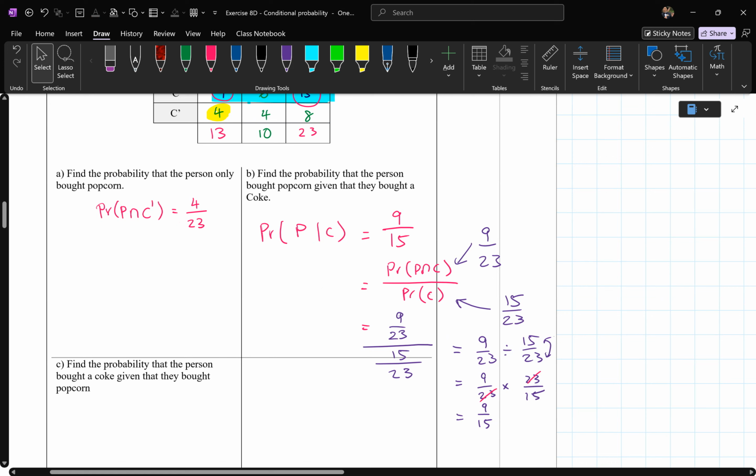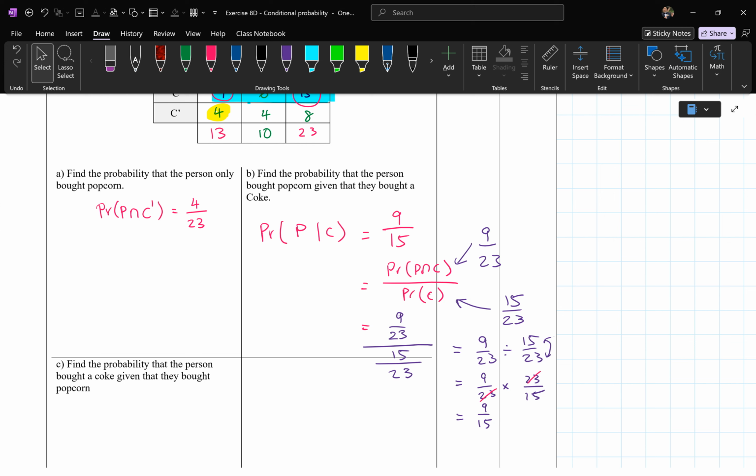I do it intuitively because I understand from the table, so you should get 915 straight away, but if you didn't, you can still calculate through the formula to get there.